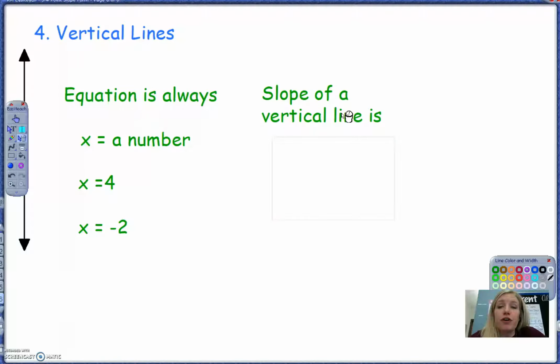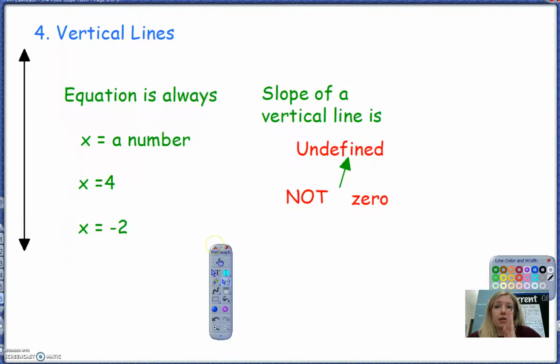The slope of a vertical line, hopefully we know what a vertical line is, it's undefined, okay? Not 0. You cannot write 0 when it's going up and down. So horizontal line, slope of 0, vertical line, slope undefined.